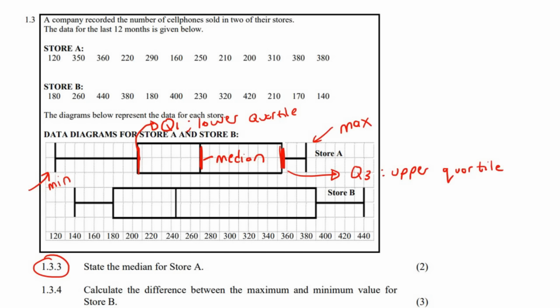So it says state the median for store A. Here's the median. So we just have to read off this value. Okay, now it's directly between 260 and 280, so that is going to be 270.